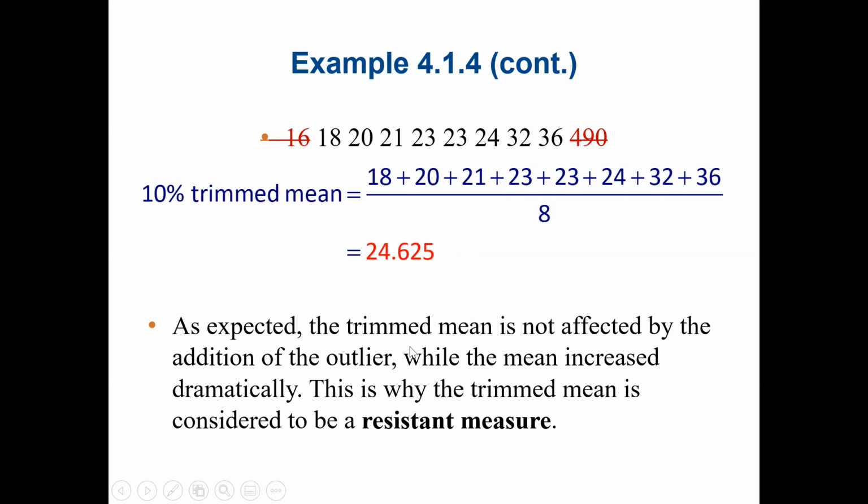As expected, the trim mean is not affected by the addition of the outlier, but the mean increased dramatically. So the regular mean value is affected by the outlier. That's why the trim mean is considered to be a resistant measure.